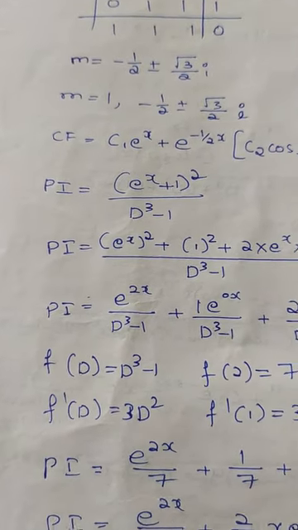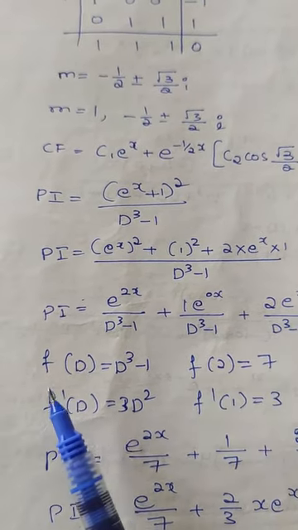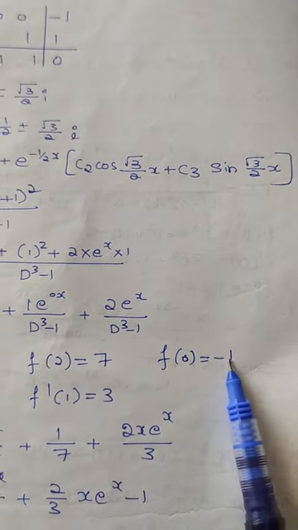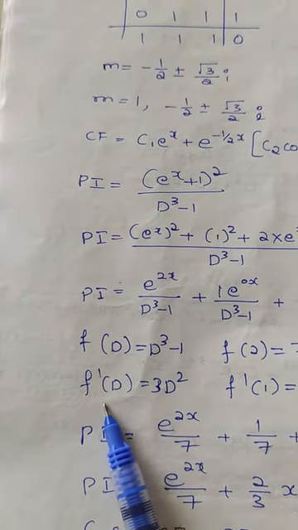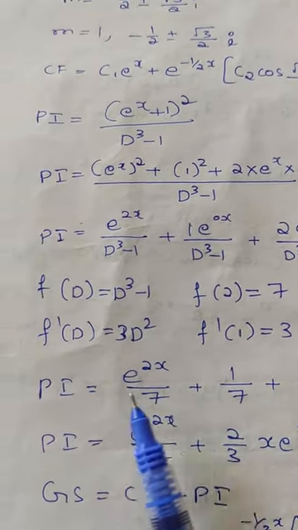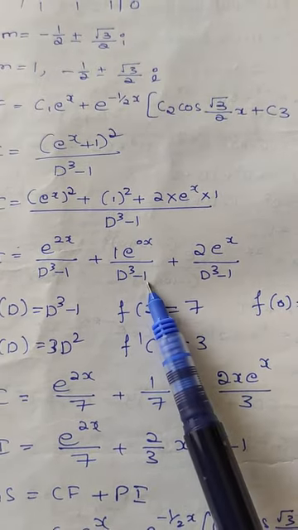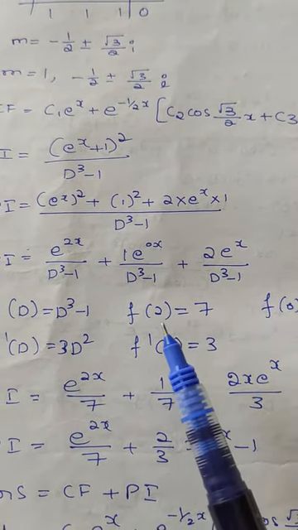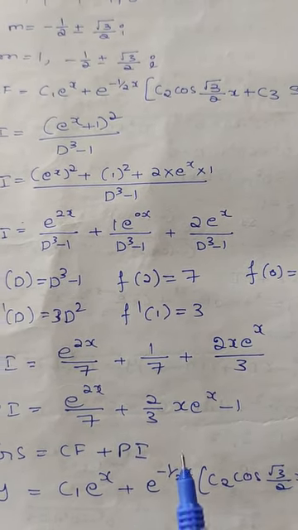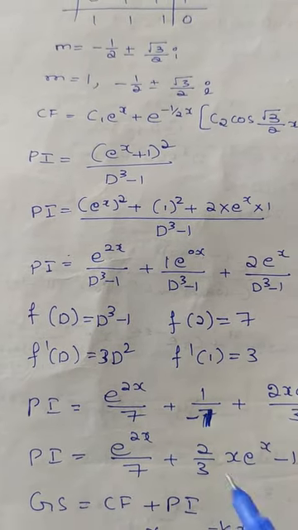Okay. See, for the third term, we required f dash. F of d is d cube minus 1. Find f of 2 directly and f of 0 directly. For the third term, differentiate f of d. F dash of d is 3d square. F dash of 1 is 3. Okay. Then PI is e power 2x by 7. E power 0, if you replace d by 0 here, sorry, e power 0 is minus 1. Actually, these 2 terms interchange here. This is minus 1.